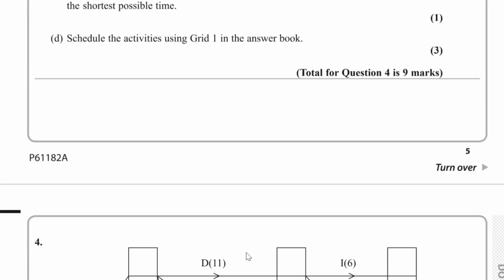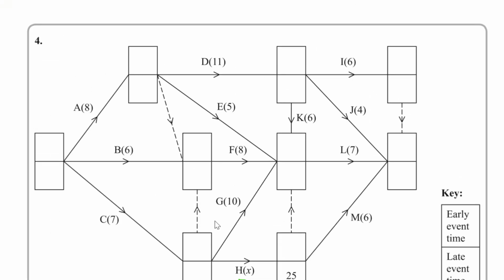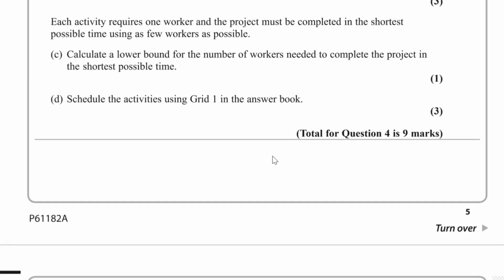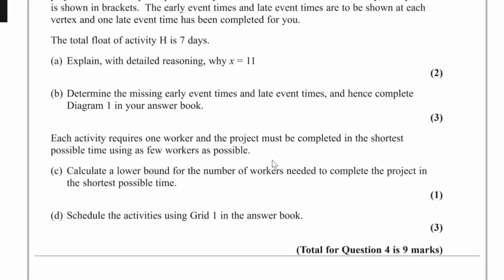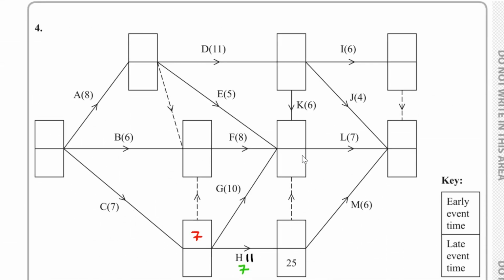Okay, now for part B, we have to determine the missing early event times and the late event times, and hence complete diagram 1 in your answer book. Now, I would advise that in the question paper, you try to answer it on the question paper first, and then go to the answer book and then answer it. The reason for that, just in case you make any mistakes, at least in the answer book, you've got a fresh copy. But anyway, let's continue.